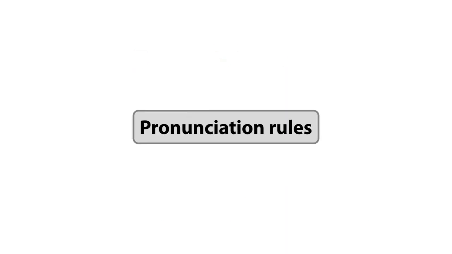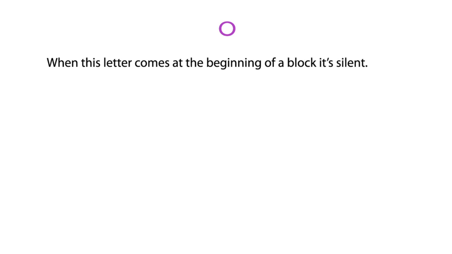Pronunciation rules. We will shortly talk about some important and basic pronunciation rules in Korean. This letter is called ing in Korean, but we just call it the circle letter for the sake of simplicity. When this letter comes at the beginning of a block, it is silent. Since Korean letters cannot be written separately and each block must contain at least 2 letters, if we write a single vowel like this, it's not correct. So we need to attach the circle to the vowel. In this place, the circle acts as a placeholder and it has no sound.